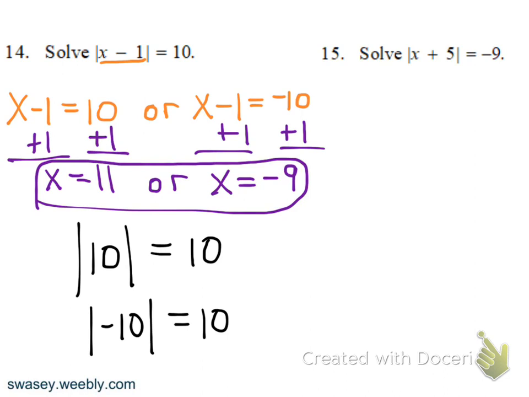If you have absolute value by itself equal to a negative, it's going to be no solution. We can't take the absolute value of something and get negative 9. If you try positive 9, you get 9 equal to negative 9. That doesn't work. If you try negative 9, absolute value of negative 9 is also 9. It's not negative 9. So there is no solution here. There's no value for x that will make that absolute value of that expression come out to be negative 9. So no solution, or you can write empty set.